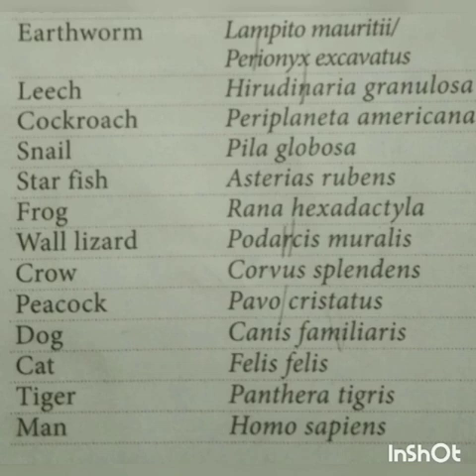muralis; crow, Corvus splendens; peacock, Pavo cristatus; dog, Canis familiaris; cat, Felis felis; tiger, Panthera tigris; man, Homo sapiens. Here the left side is the common name and the right side is the binomial name. All binomial names have a genus name and a species name. The first letter of the genus name is a capital letter and the first letter of the species name is a small letter.